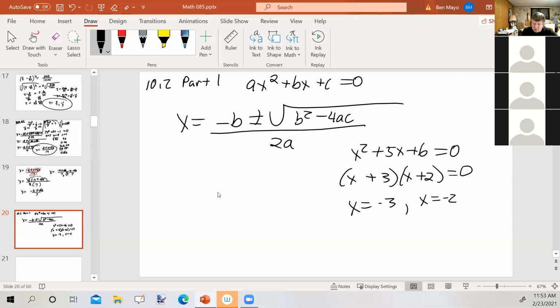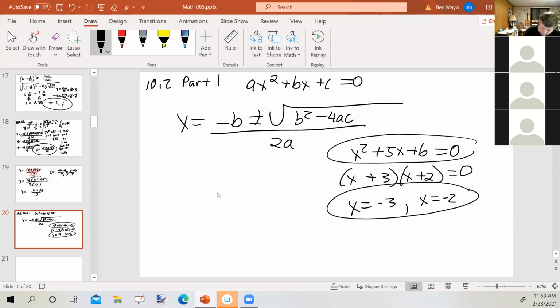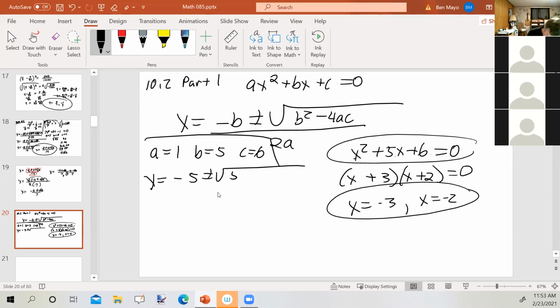Now, I'm going to use the quadratic formula on this to come up with those two answers. All right. So A is 1, B is 5, and C is 6. You okay where I got the A, B, and C? So x equals negative b plus or minus the square root of b squared minus 4ac all over 2a.